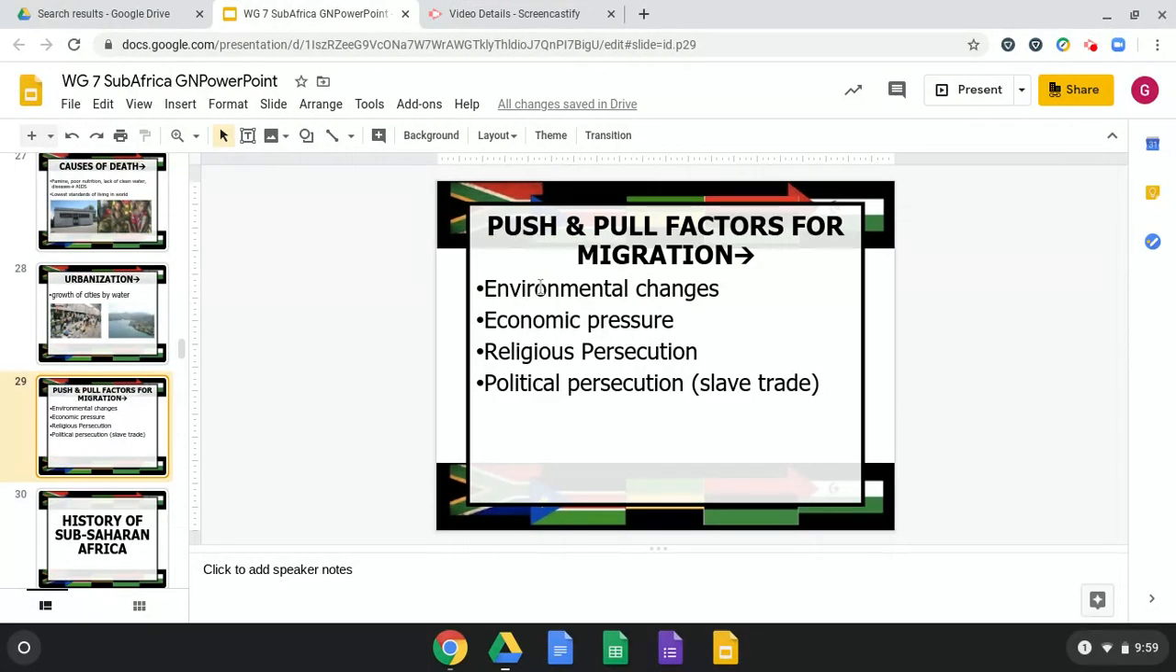Some of these push factors might be environmental changes, a drought, for example, can't grow food, economic pressure, religious persecution, political persecution. Slave trade is a big problem in Africa still to this day in the salt mines.